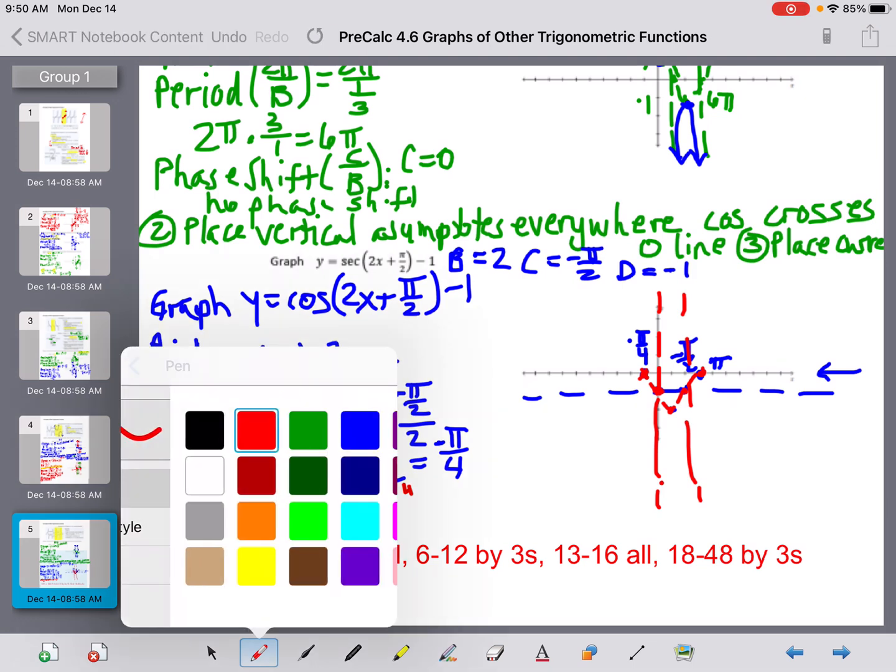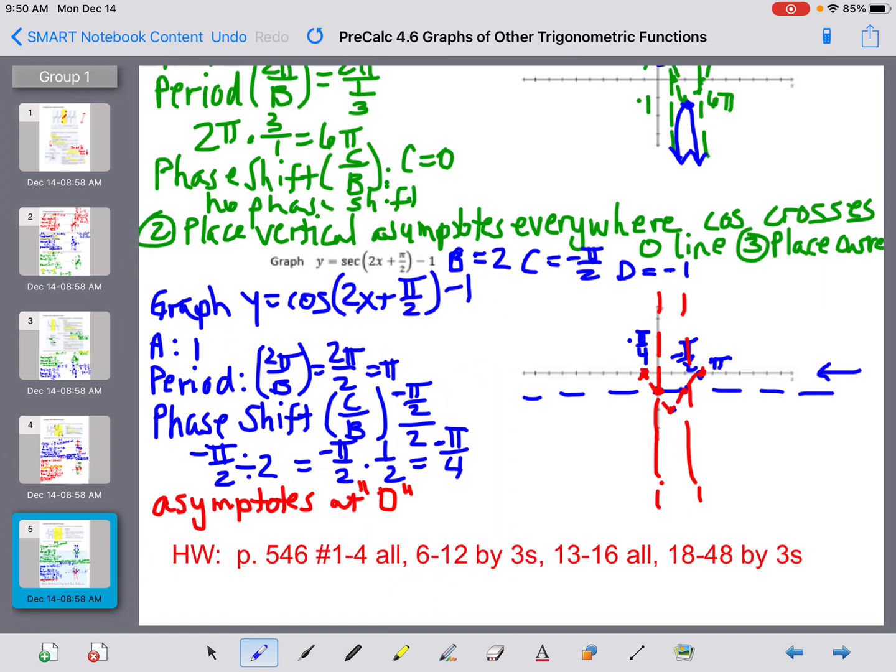I'm going to go back to my blue to finish this out here. So at this highest point, I'm up 1. At this down point, I'm down here. And then at this highest point, I have a curve as well. Okay, so those are my curves, my secant curves, coming off all these guidelines. So the cosine curve is a guideline, my asymptotes are guidelines, and I draw them off of that.